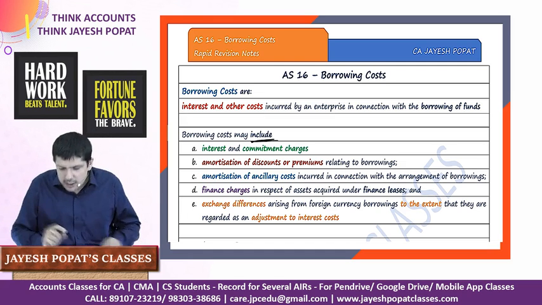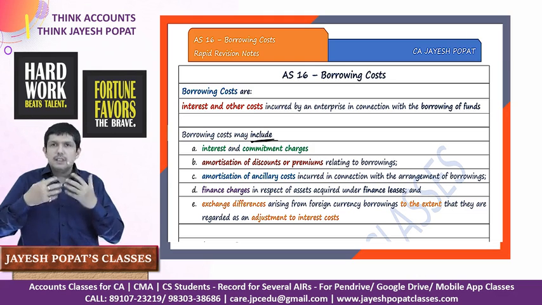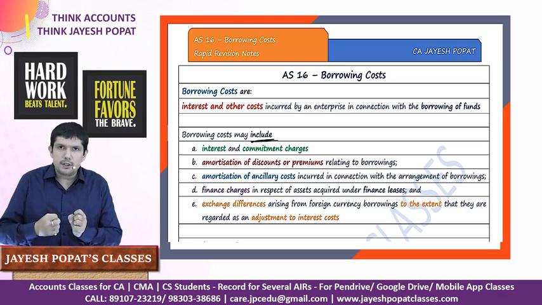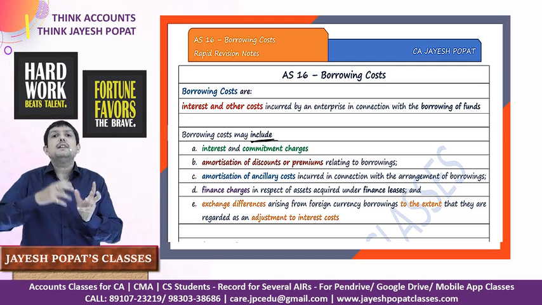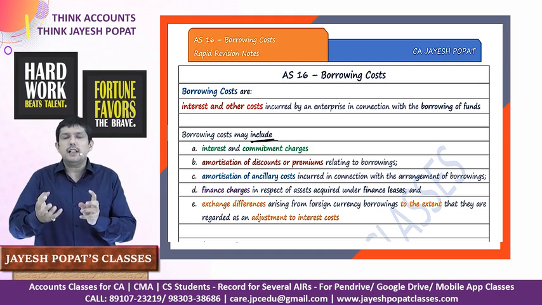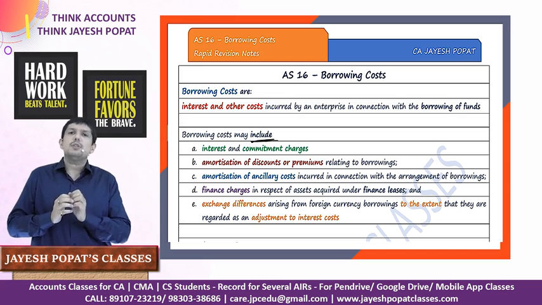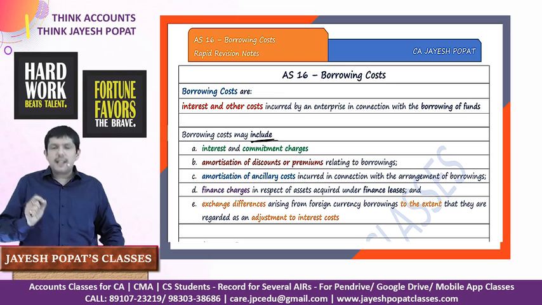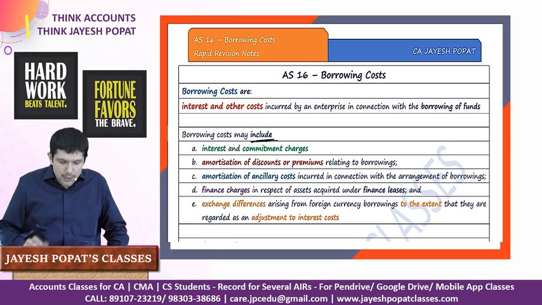Amortization of ancillary costs in relation to borrowing. When we are doing borrowing, there are certain expenses which are incurred in relation to arrangement of funds. Maybe we need to submit our project report, we need to make financial statements in the way the lender wants it. So these costs which are incurred in relation to arrangement of funds will also be treated as borrowing costs. Finance charges in relation to a finance lease will also be treated as borrowing cost.